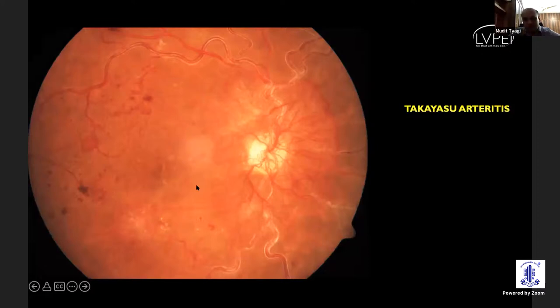Takayasu arteritis, another case. You see this peripheral extensive neovascularization, the disc, some peripheral hemorrhages. Get them investigated, get the BP checked, and it becomes important for us to communicate to our physician to get the blood pressure checked, not just by auscultatory but by palpatory method also, because you may end up missing those differentials of blood pressure in both the limbs. But get these patients systemically evaluated and they will need treatment.